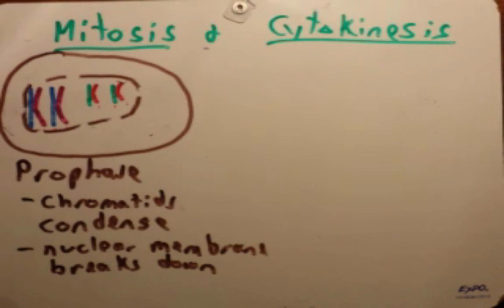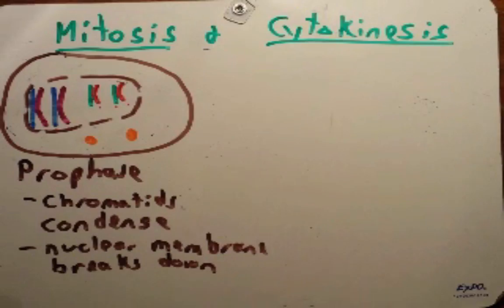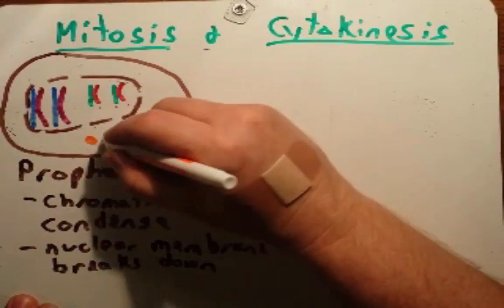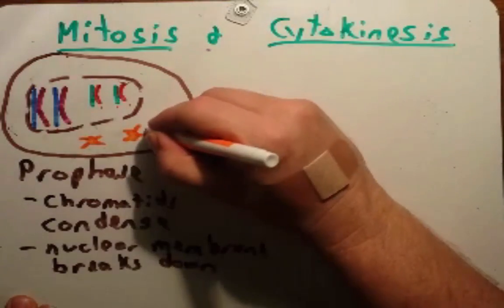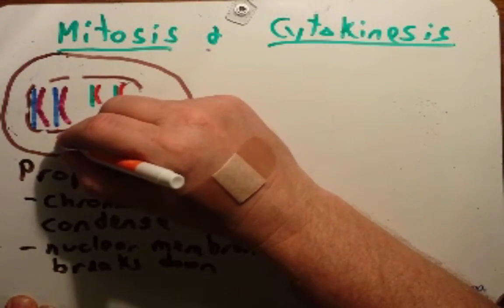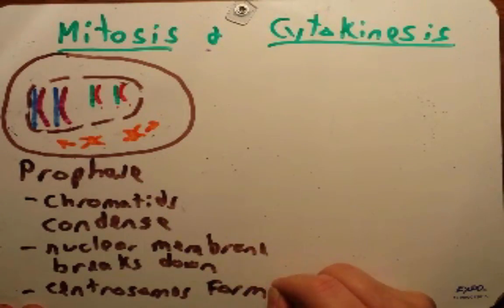Something else that happens is these centrosomes form. And they begin to form shorter spindles from them, and they're going to begin to migrate to opposite ends of the pole of the cell. So centrosomes form. Now let's talk about prometaphase.